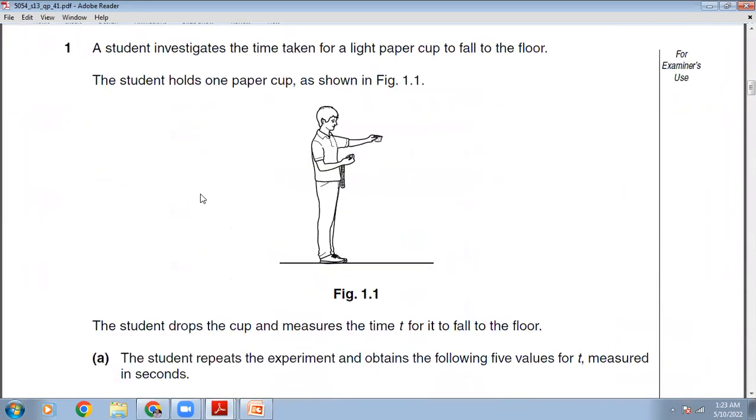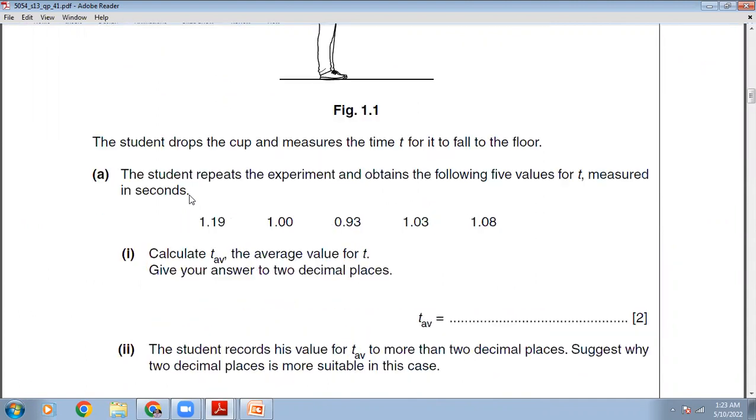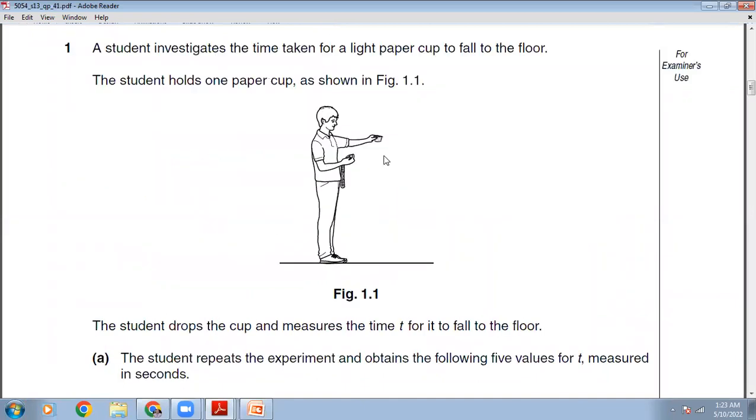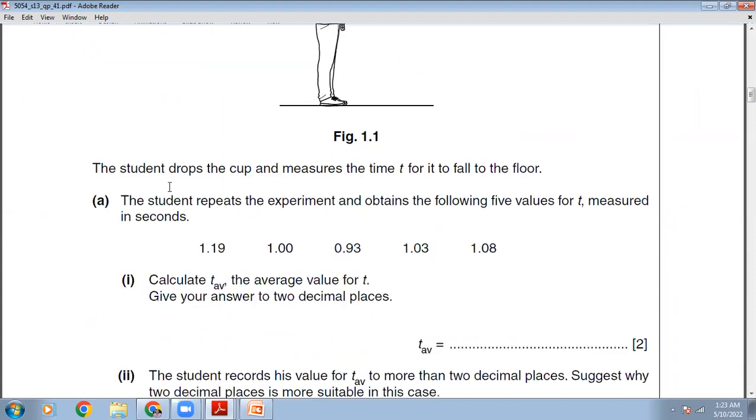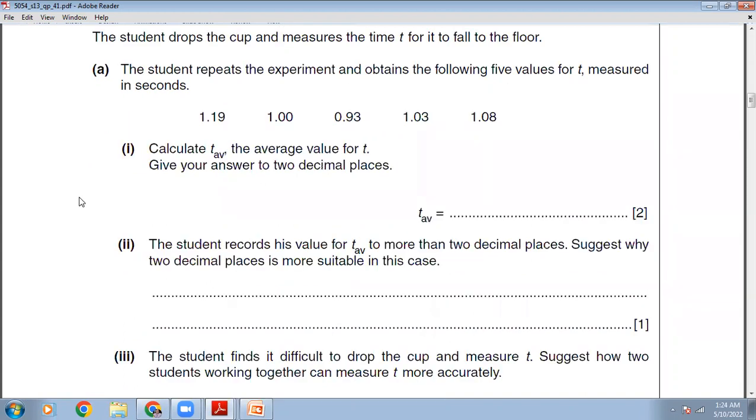And here comes the first question. A student investigates the time taken for a light paper cup to fall to the floor. The student holds one paper cup as shown in the figure 1.1. The student drops the cup and measures the time t for it to fall to the floor. He will drop it and note down how much time it takes to drop to the floor. And you can see the student is holding the cup. The same student is holding the stopwatch. The student repeats the experiment and obtains the following 5 values for the t measured in seconds. So 1.19, 1.00, 0.93, 1.03, 1.08.